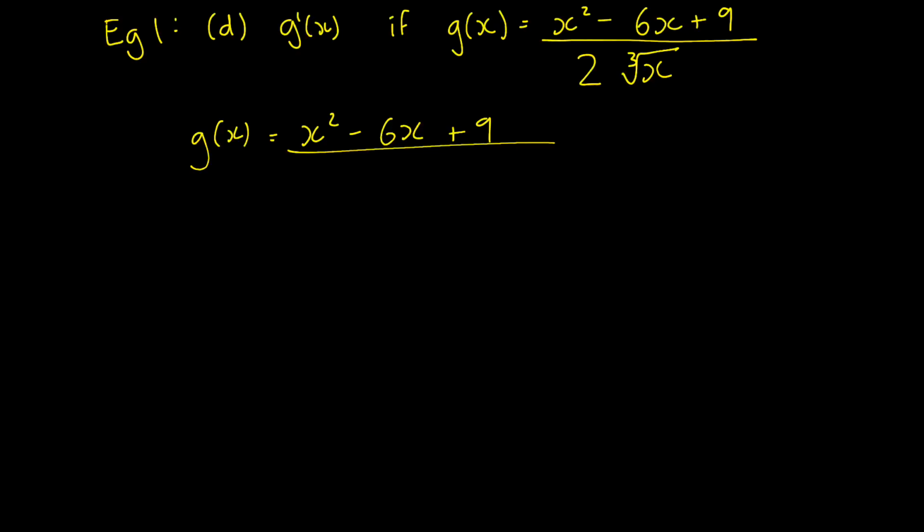All right, so we're going to have x squared minus 6x plus 9, and the denominator then is going to change to 2x to the power of a third. And remember, the rule there is that if we have x to the power of a, and that's raised to the nth root, we can rewrite that in exponential form as x to the a divided by n. In other words, the inside exponent divided by the outside value.